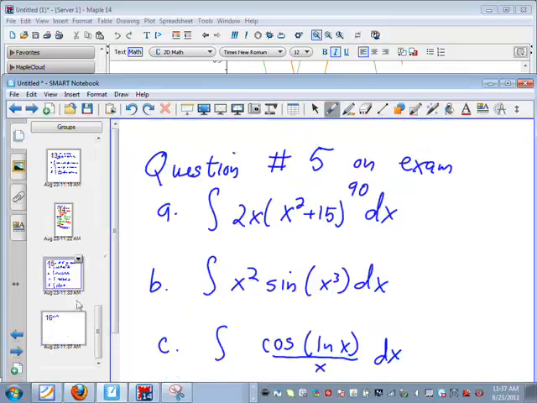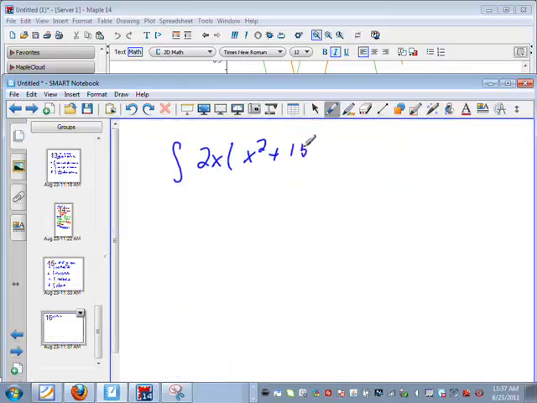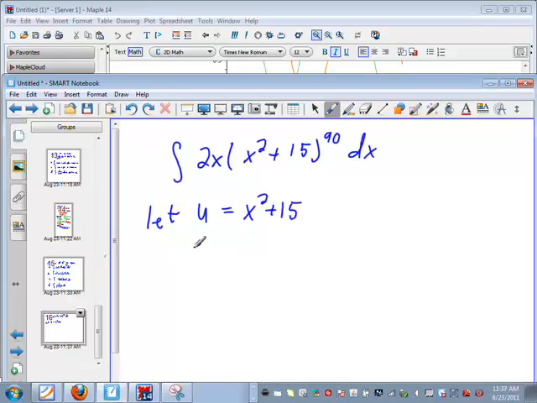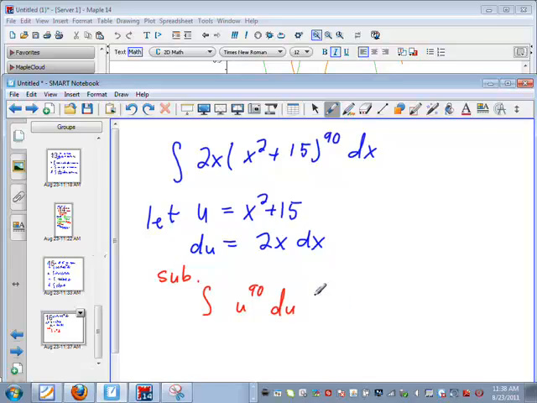Was it 15? 15. Let u equal x squared plus 15, from 2x dx. This antiderivative becomes, substituting, u to the 90th du. And then we already wrote how to do this problem.